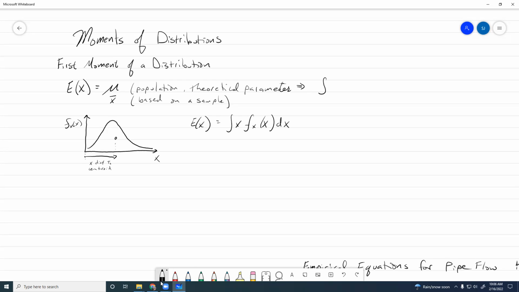I posted an example that gives us the finding parameters of a distribution. So there's a video example of using these kinds of equations. The second moment, and then we're going to do the third moment. Just to review the second moment.